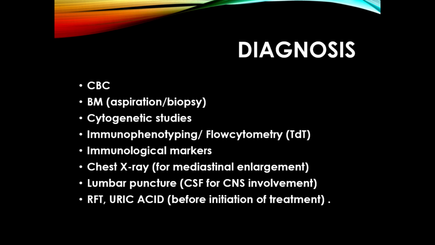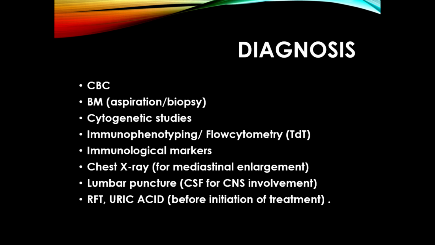Cytogenetic studies, as mentioned previously, look for translocations between the different chromosomes, 21 and 12, and 9 and 22 in Philadelphia chromosome. Then the immunological markers, such as CD10 with the common ALL and the other types of CDs with other types of leukemia, through immunophenotyping or flow cytometry. Immunophenotyping is a laboratory technique used to identify proteins that are expressed on the cell surface. The commonly used method is flow cytometry.